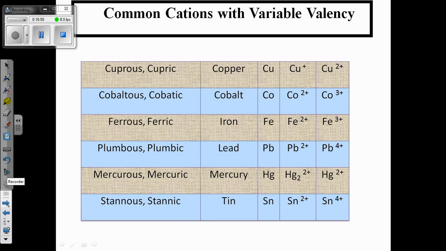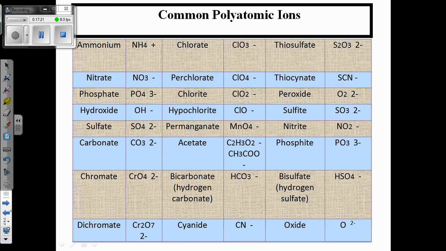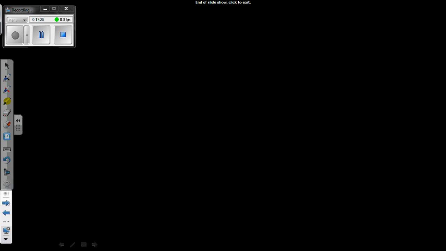Moving on, this is the chart for commonly used variable valency cations. There are many more, and there are many lists available on the net that you can use as reference, but these are the most common lists. So if you see here, copper's name is either cuprous or cupric, and as an atom it's Cu, but it forms plus 1 charge as cuprous and plus 2 as cupric. And this is a list of common polyatomic ions for your reference as well.